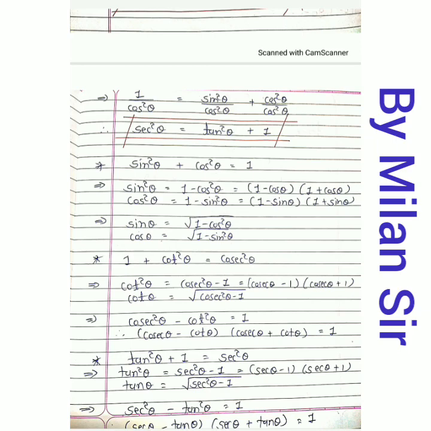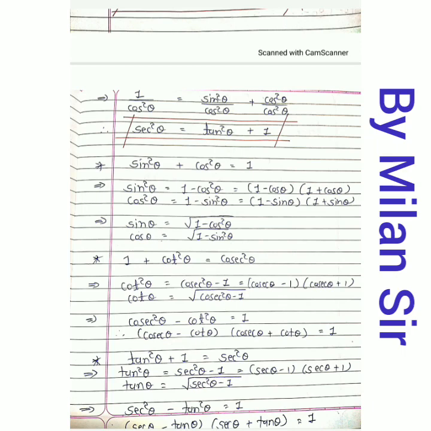Second thing, if I transfer cot square theta to the right hand side, then cosec square theta minus cot square theta is equal to 1. And cosec square theta minus cot square theta is also a form of x square minus y square. So one time minus, one time plus. So in one bracket cosec theta minus cot theta, in one bracket cosec theta plus cot theta is equal to 1. Sometimes we use this form. That's why I explain it to you. Sometimes it is required to use this form.